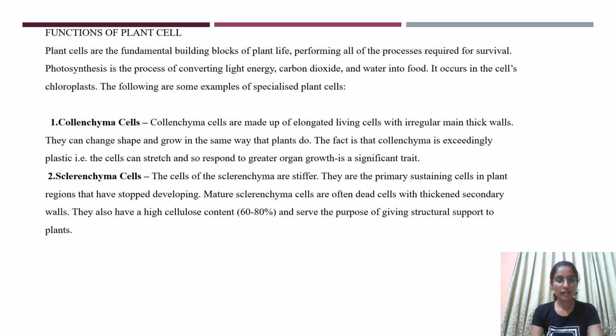Now let us see the functions of plant cells. Plant cells are the fundamental building blocks of plant life, performing all the processes required for survival. Photosynthesis is the process of converting light energy, carbon dioxide and water into food. It occurs in the cell's chloroplast. The following are some examples of specialized plant cells.